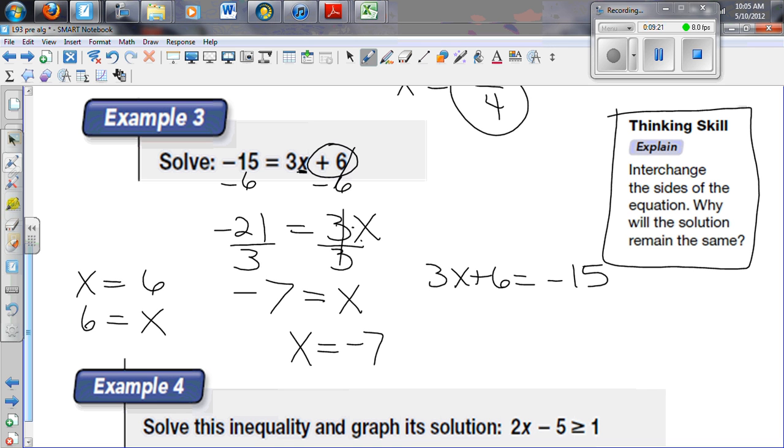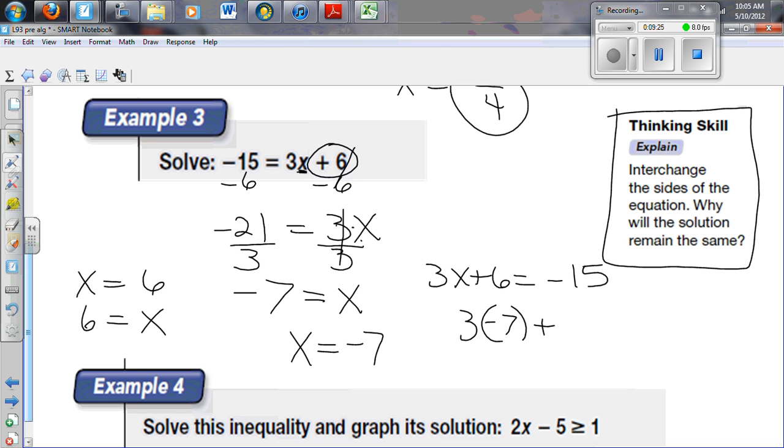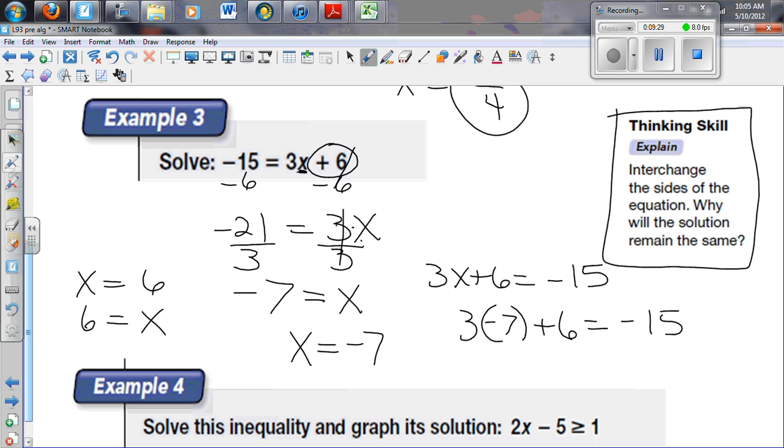Let's check our answer really quick. 3 times negative 7 plus 6 should equal negative 15. And is that true? Negative 21 plus 6 equals negative 15. Yes, it is, so we know we got the correct answer.